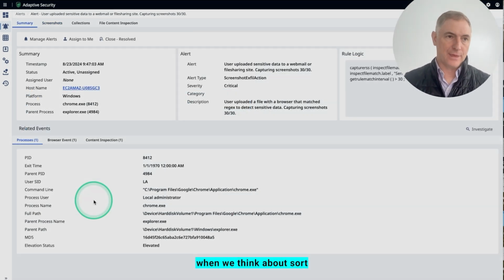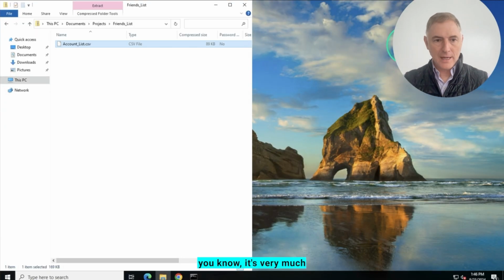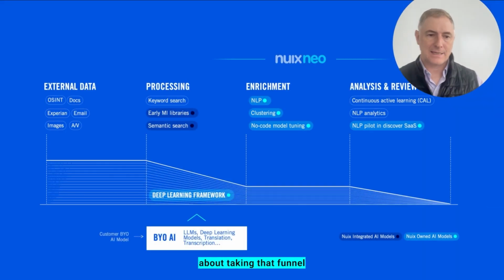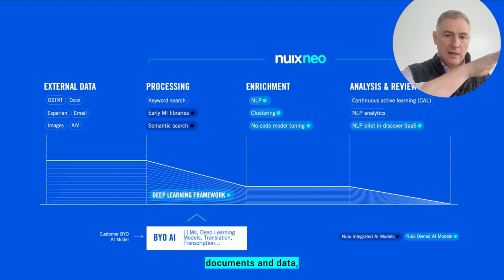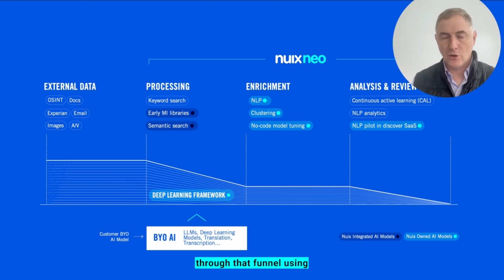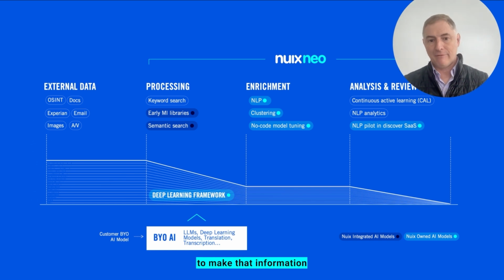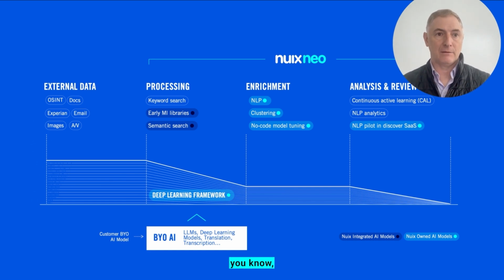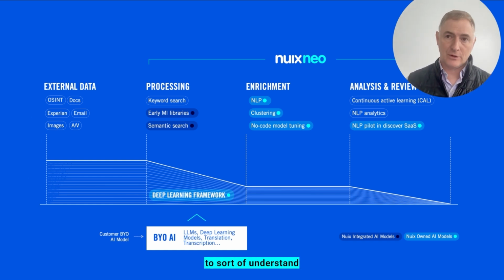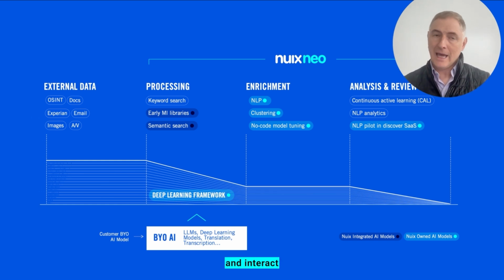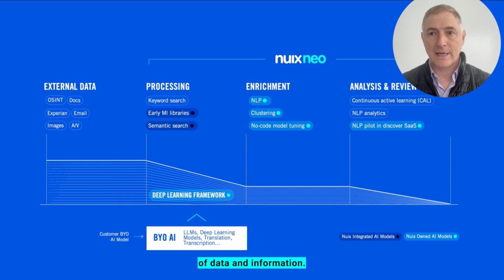When we think about that end-to-end continuum, it's very much about how we take that funnel, not only of documents and data, and run it through that funnel using any techniques that we can to make that information as available and effective as possible to help deliver your outcomes. Whether you're combating insider threats, doing litigation, or doing law enforcement investigation, or trying to break down those digital silos across all those disparate data types and different repositories, Nuix Neo provides an unbelievable capability to understand that information, elevate those insights, and interact with that entire continuum of data and information.